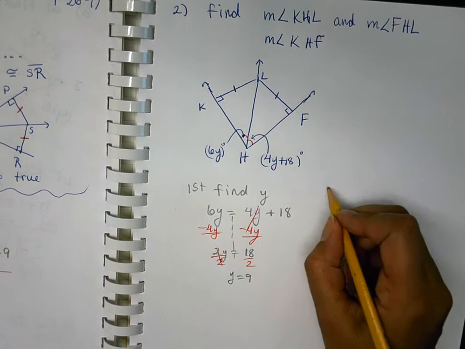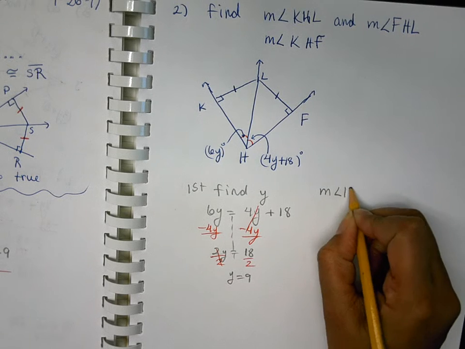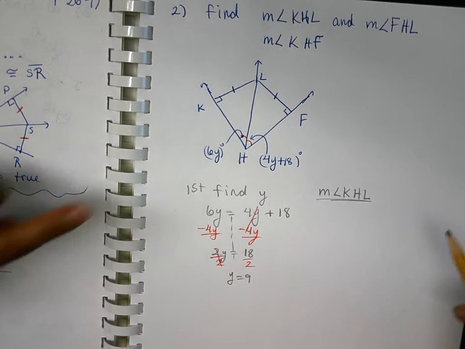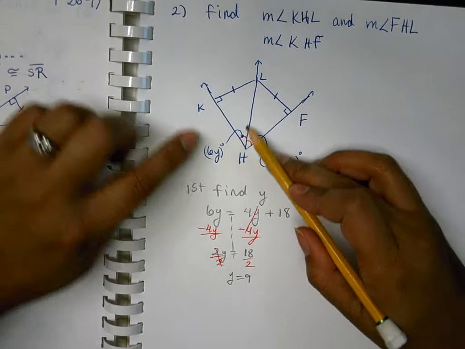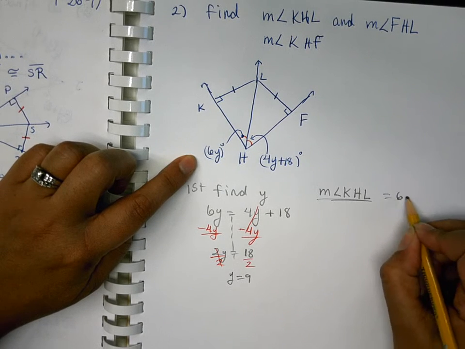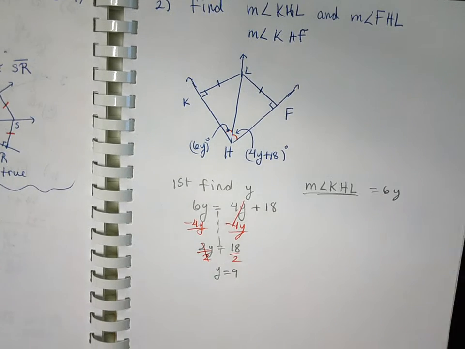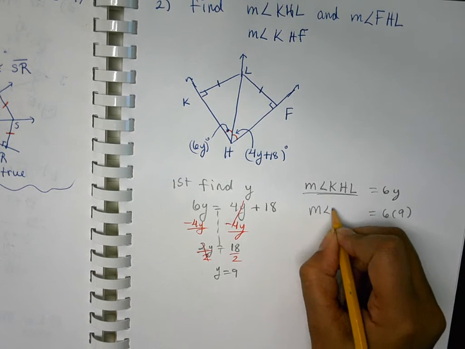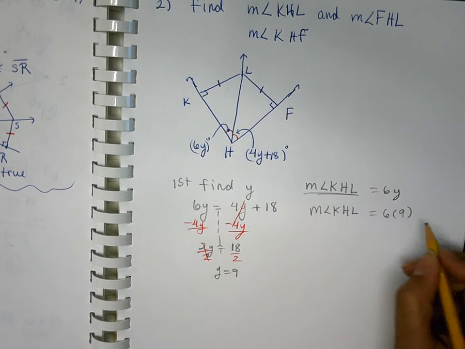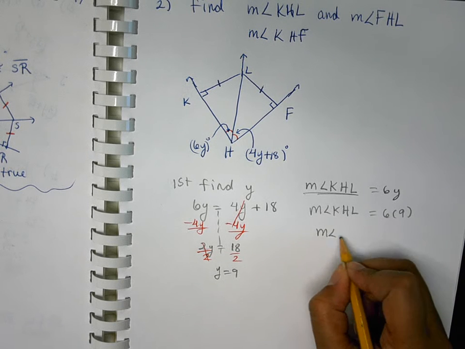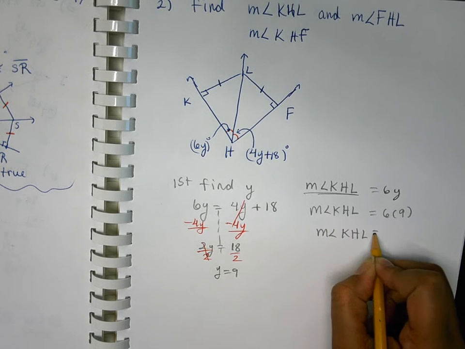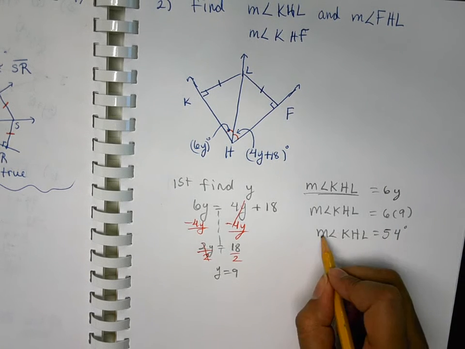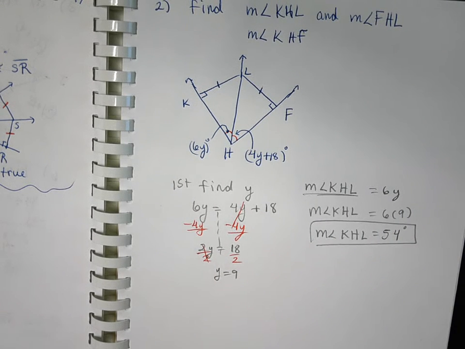Okay, measure of angle KHL. How do I find the measure of angle KHL? KHL has 6y in its corner. What am I going to plug in for the y? 9. So 6 times 9. The measure of angle KHL equals what? What is it? 54 degrees.